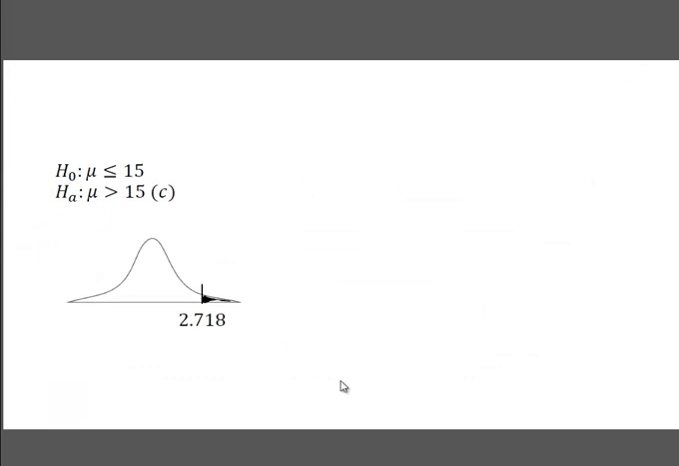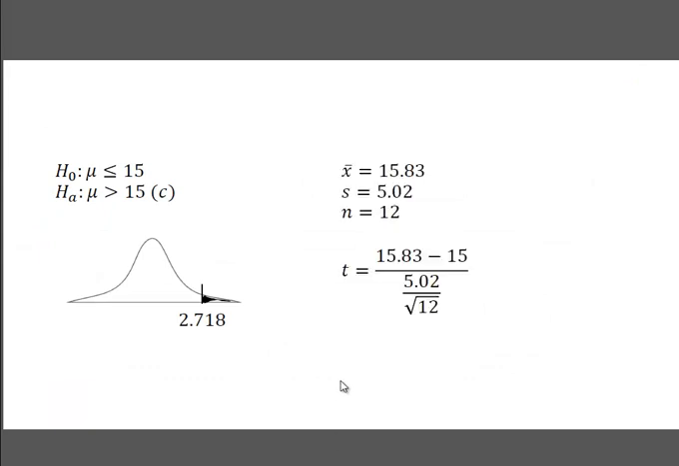So let us continue. Our sample mean again is 15.83. We got that from the spreadsheet. Same with the standard deviation. Got that from the spreadsheet. Sample size is 12. They just stated that for us. And then our math part of the equation again is sample mean, same as what we were doing before, minus the claim mean, 15, divided by the standard deviation, and then the square root of n.